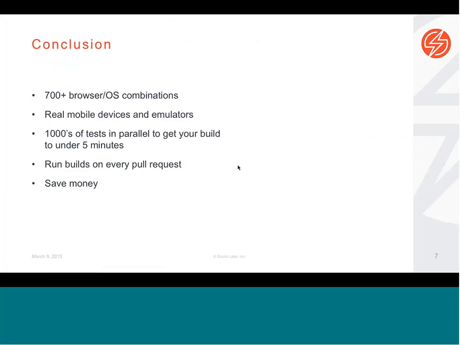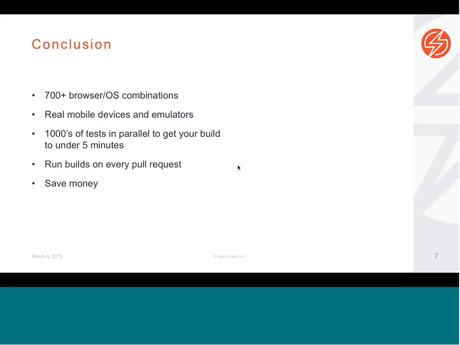We've got customers running thousands in parallel to get their build under 5 minutes. So every time a developer issues a pull request, they're running these tests, and they don't have to wait very long. If you start to see that build creep up to 15, 30, an hour, you really slow down the productivity, and developers hate that. So this is a great way to get developers running tests frequently, and it helps build a culture of testing.